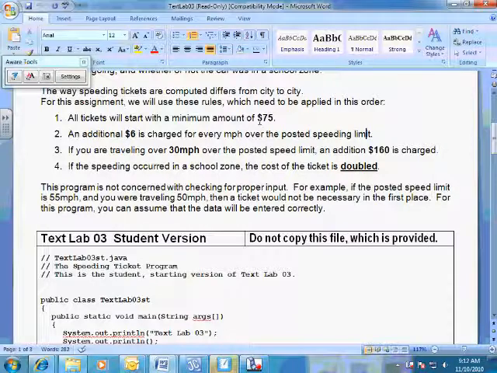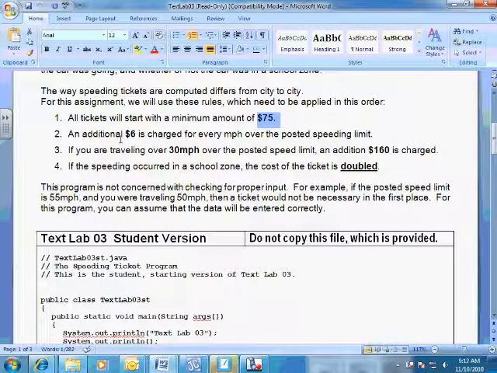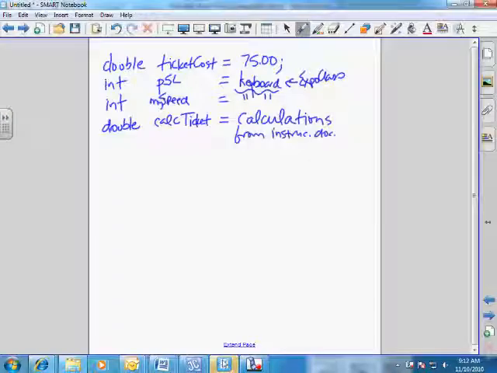We have our ticket starting at $75, and we have that declared. Then we have an additional $6 for every mile per hour over the posted speed limit. So did you come up with an expression that will do that? Okay. What did you come up with?